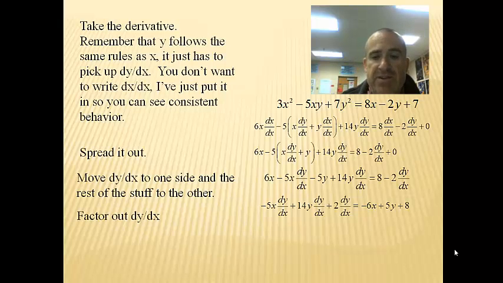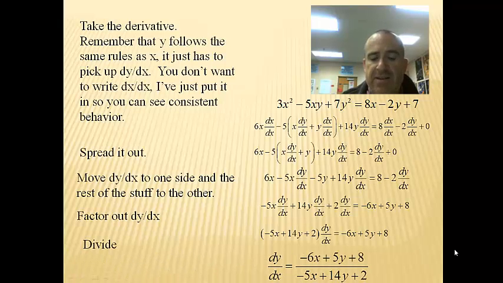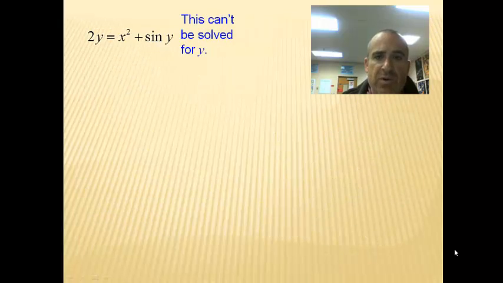Then I'm going to factor out a dy dx. So here's the dy dx all factored out. And then to get dy dx by itself, I just divide. And that then is my answer. That is the derivative. I know it looks like a mess, but it's actually not too bad. I think I'm going to do one more example, and then I think that's it for today.